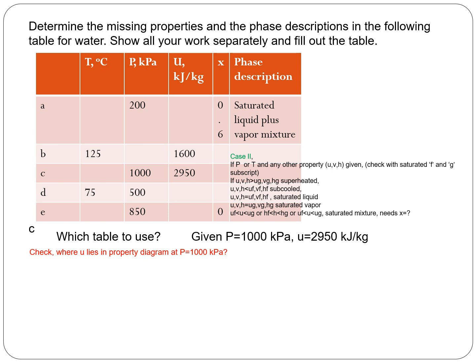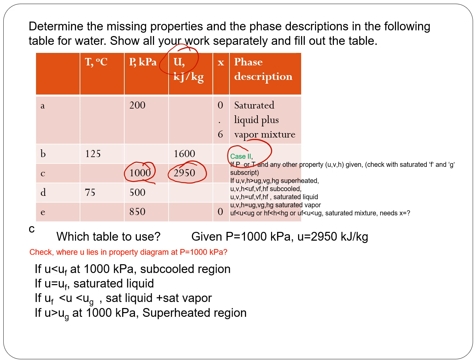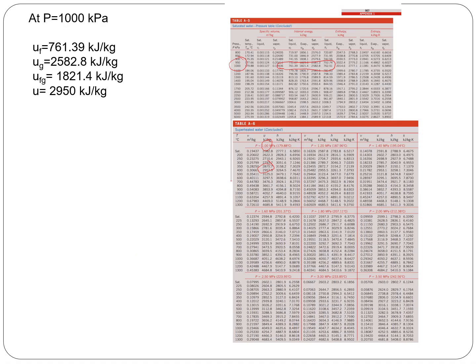The third question is very similar to the previous questions, where pressure is given instead of temperature. Pressure is given as one property, and another property, internal energy, is given. So this is case 2. Again, for this one you need to compare with uf and ug and try to find where it lies. You can see that the value of u is greater than ug, so it lies in the superheated region. The next step is to look at the property table for the superheated region.